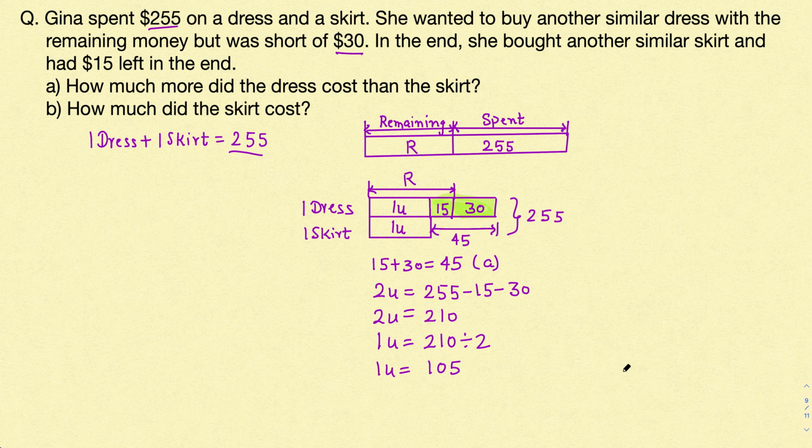So let's write our answer quickly for this one. Part A: the difference in the cost of the dress and the skirt is $45, and the cost of one skirt is $105, right? So that's our solution.